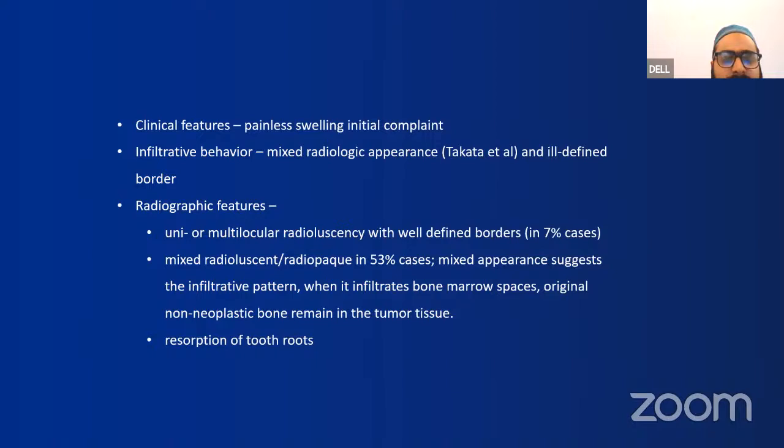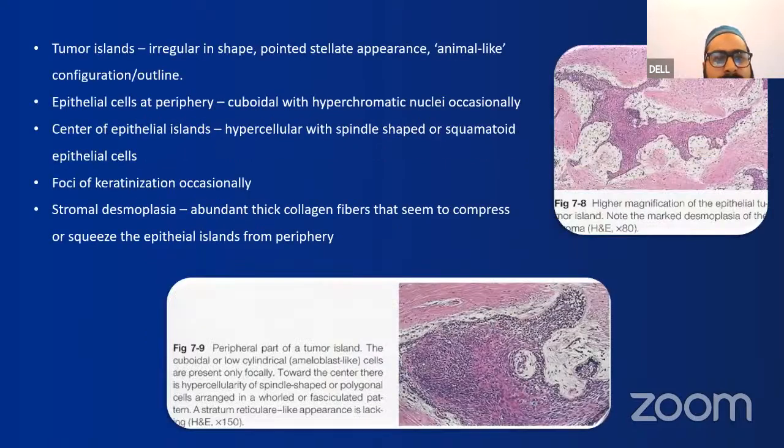Now coming to radiographic features, again a unilocular or multilocular radiolucency with well-defined borders is seen only in a smaller number of cases, around 7% of cases, and mixed radiolucent-radiopaque lesions in a majority of cases, with resorption of tooth roots also, as seen in conventional ameloblastoma.